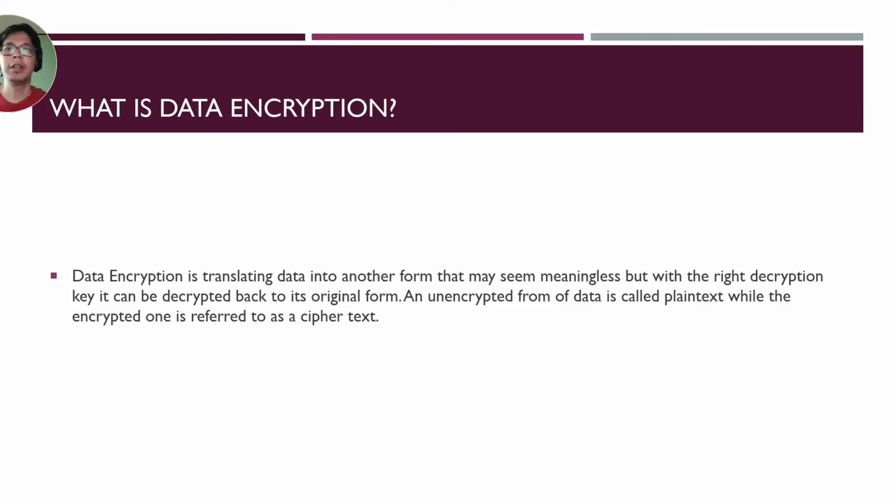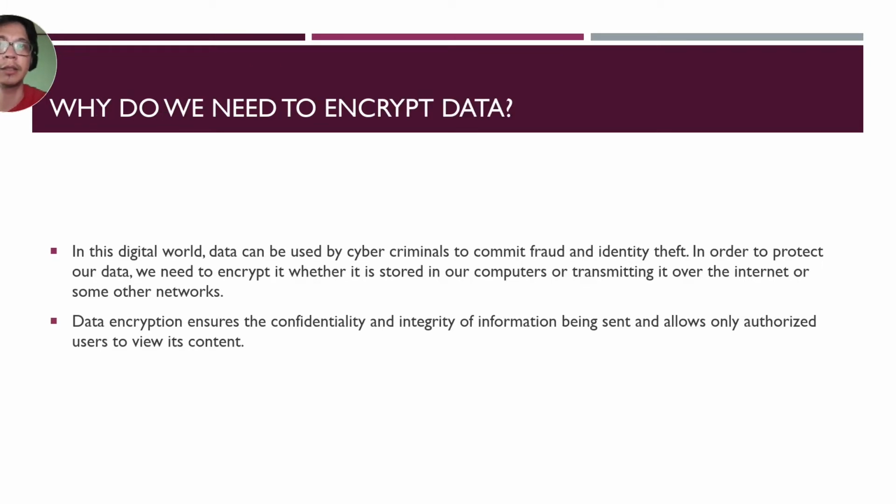And today we are going to talk about data encryption. So what is data encryption? Data encryption is translating data into another form that may seem meaningless, but if we actually have the right decryption key, it can be decrypted back to its original form. The unencrypted form of data is called plain text, something that we can actually understand or read, while the encrypted one is referred to as ciphertext.